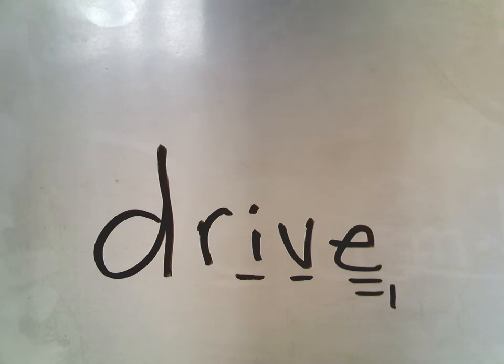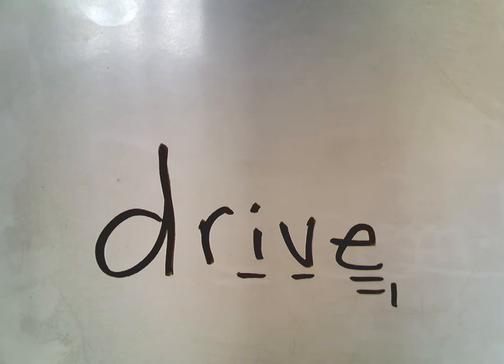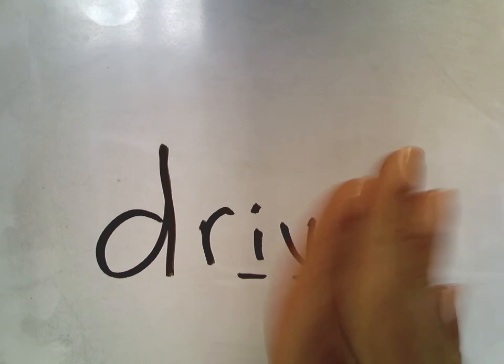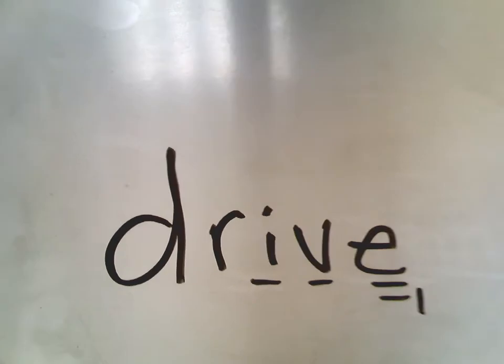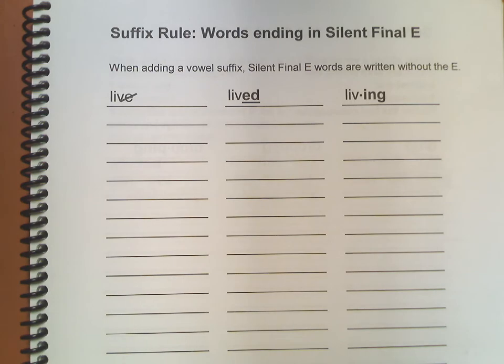All right, there we have our drive. What's going to happen to this E before we add a vowel suffix to the word drive? Good, we're gonna drop it. We're gonna leave it off and then we'll add our vowel suffix. All right, so let's write the word driver. The bus driver was friendly.